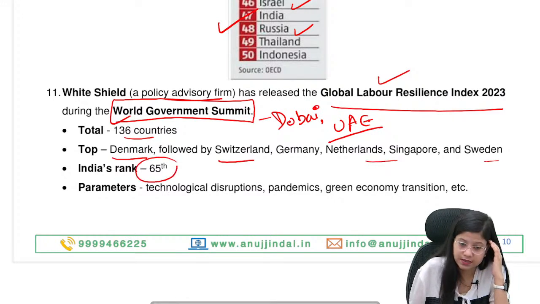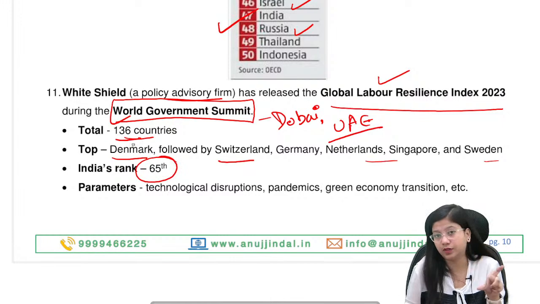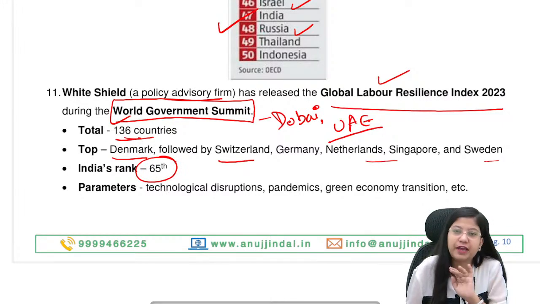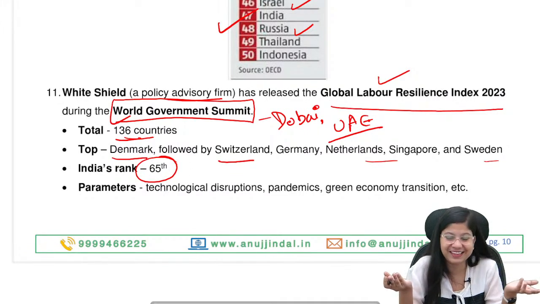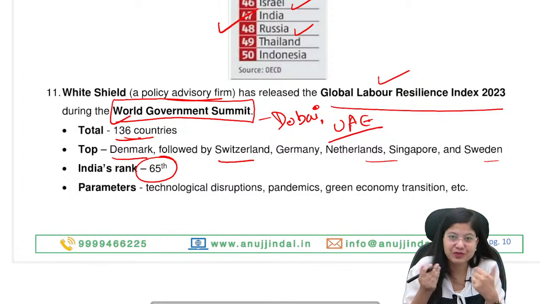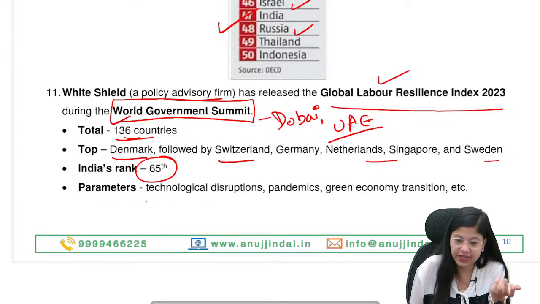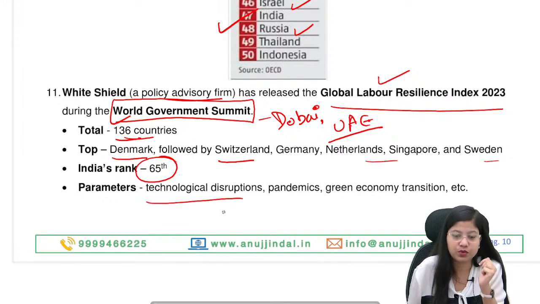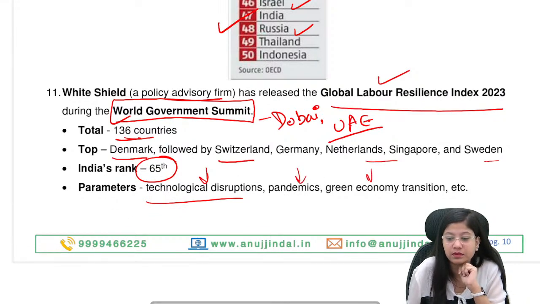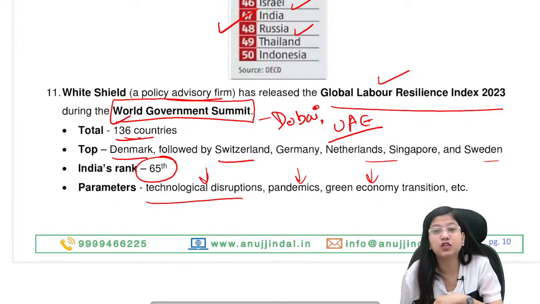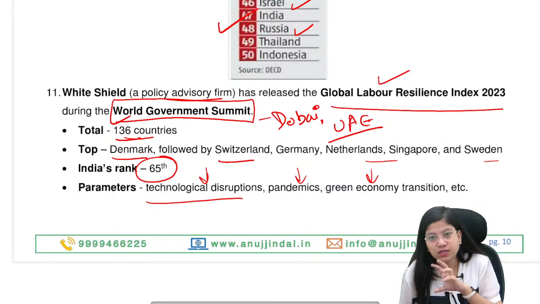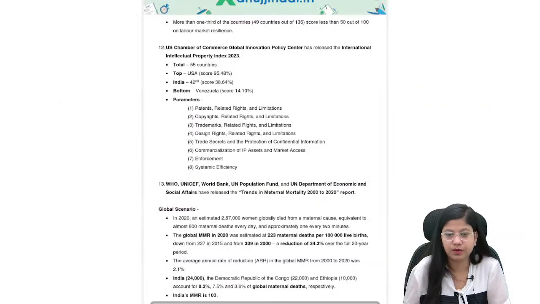India's rank is 65th. So out of 136 countries, we are ranked at the 65th position, which in my opinion is not a very bad position. Although if we improve and come into the top 10, it would be a very rosy picture, and very nice for our labor force also. Parameters were technological disruption, pandemics, green economy transition, etc. On these parameters, the resilience of the labor force was assessed.